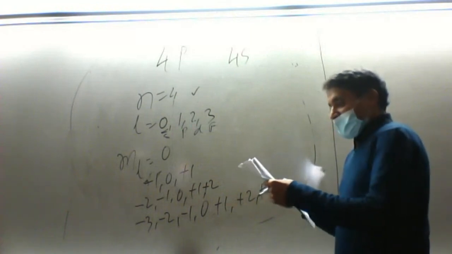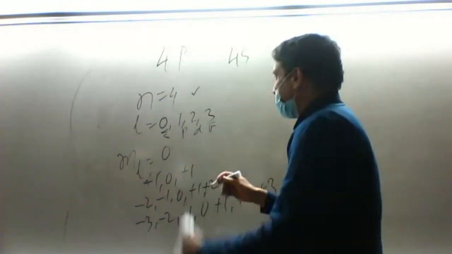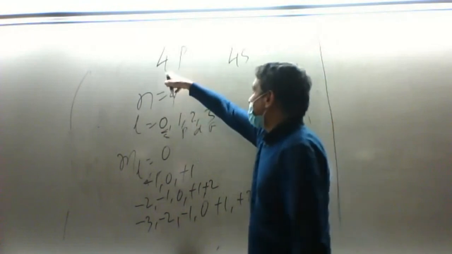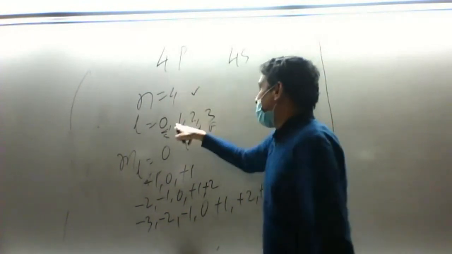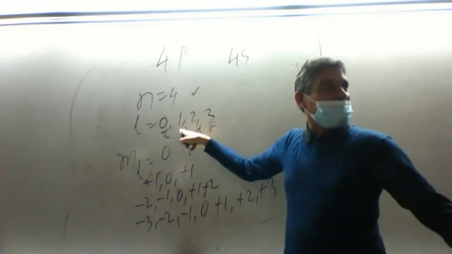Now let's look at B. n is equal to 4, L is equal to 1. You see, L equal to 1 is P, right? n equals 4 is good, and it's giving P. So we have 1 here, so P is good, right? Looking at the second number, L equals 1, which is good.